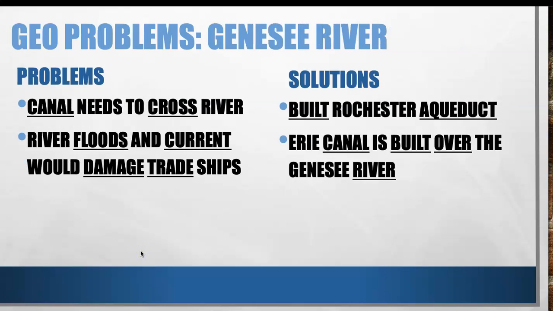Genesee River. Genesee River is one of I think two or three, including the Nile River, that the river flows north. So that means the canal was going east and west. You were going to have an intersection between the canal and the Genesee River, which doesn't seem like a problem, right? It's water, just cross over.